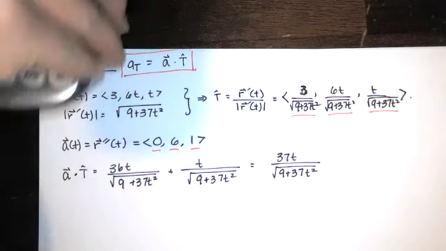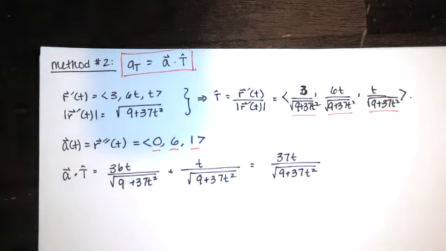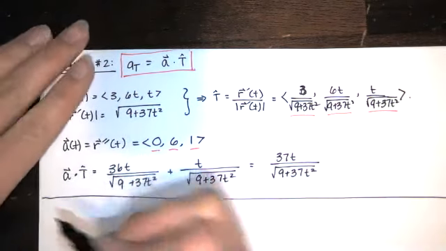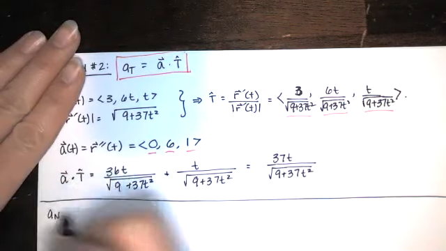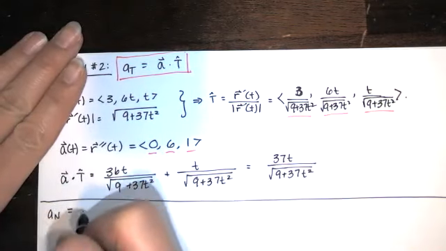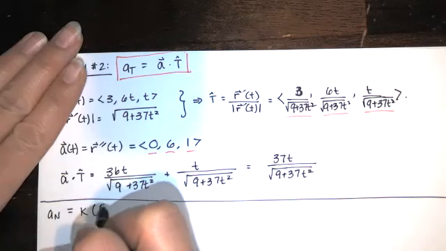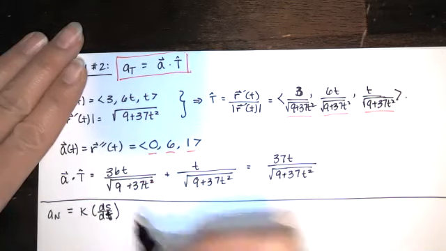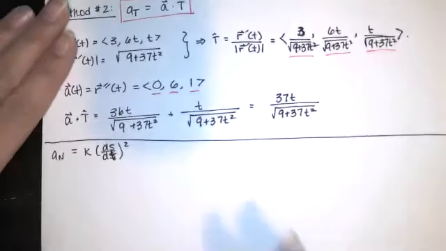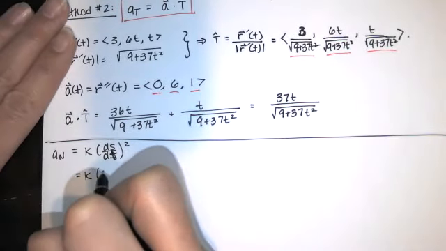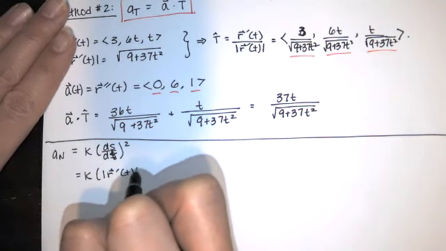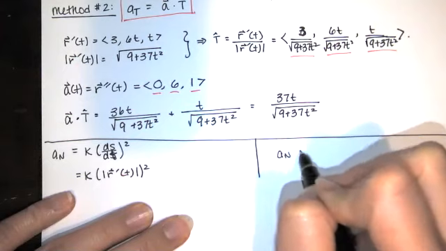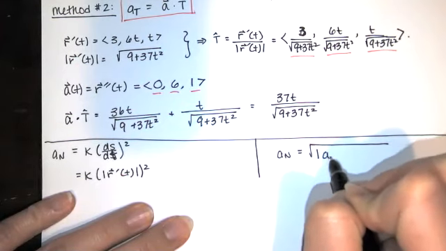Okay. Now for the normal component, you've got two methods. You can use the curvature times the change in distance traveled along the curve with respect to time squared, which remember that is curvature times the speed squared. Or you can use this one, which comes from the Pythagorean Theorem.